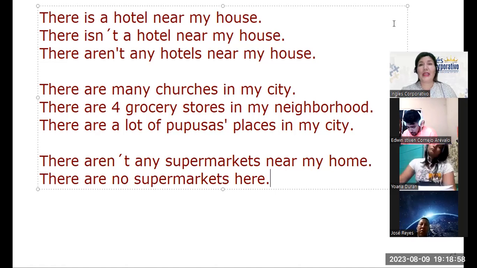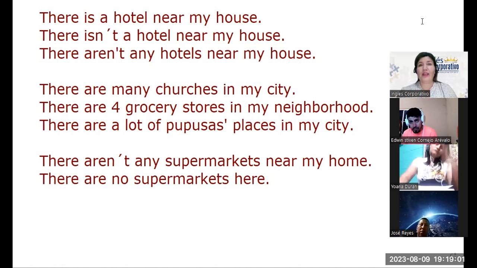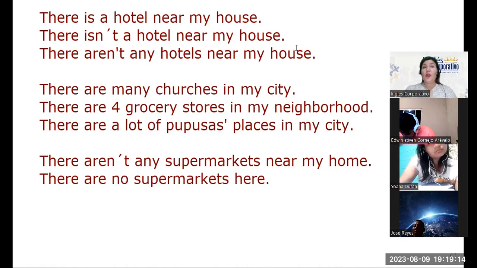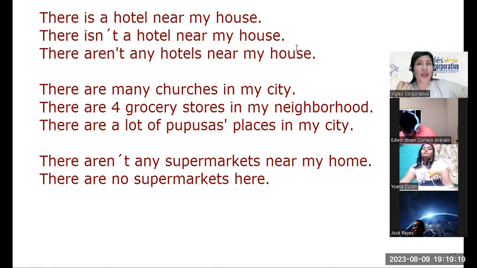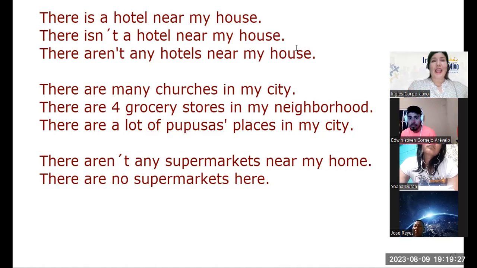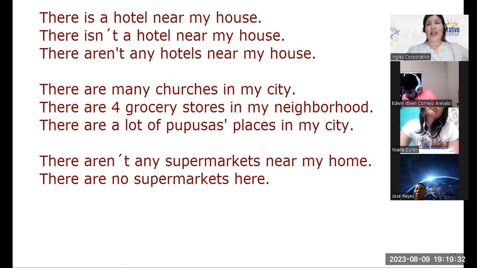Teacher, pero no hay absolutamente nada. And we have all these options. Right, teachers, there are no supermarkets here. There aren't any. And you can also use it. So that is the form that you can use to express the different things that are in the different places. If you think about the place that you live, okay? Piensen en su casa, piensen en su vecindario, piensen en su colonia. Okay? I need you to think about your neighborhood. No piensen en otro lado.